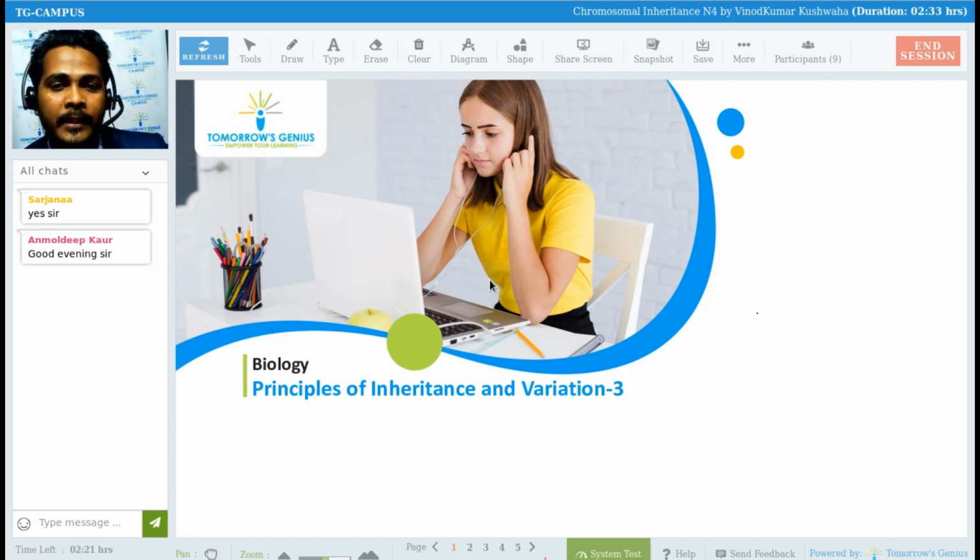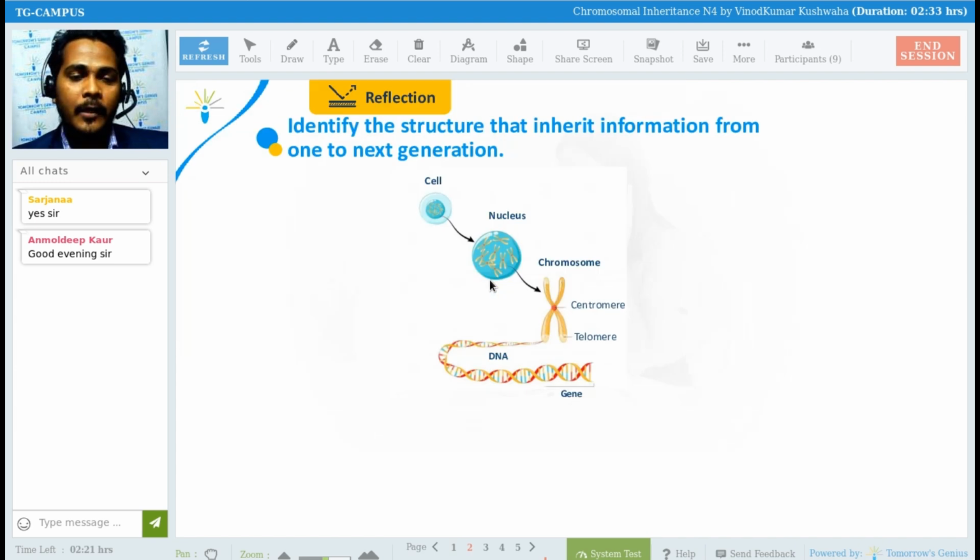As previously, we have studied intra and intergeneric interactions, right? And today we will learn about the chromosomal theory of inheritance, which is a little bit more interesting as compared to the previous one. So let's try to understand it. The first part of this session starts with a very simple question: identify the structure that inherits the information from one generation to the next.